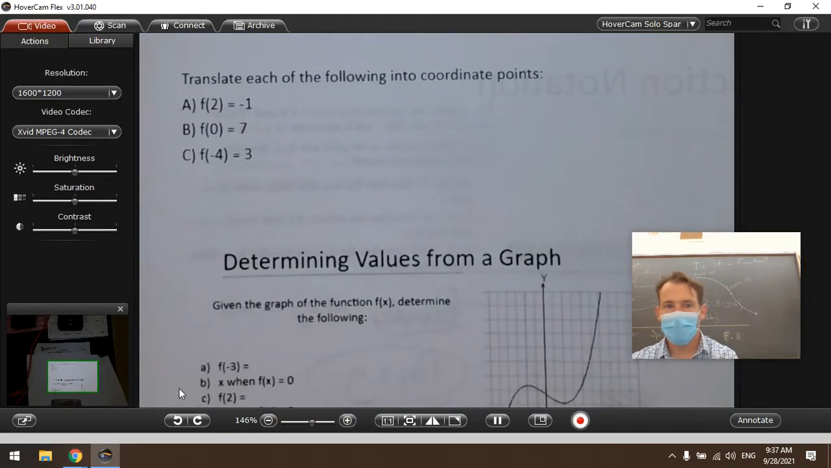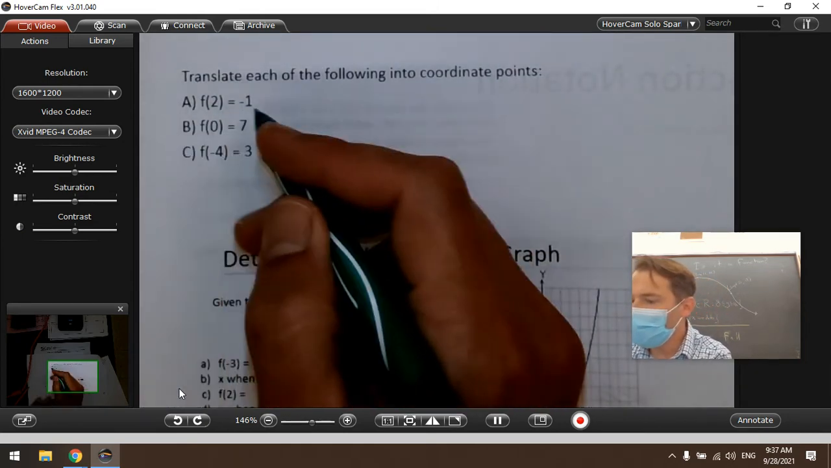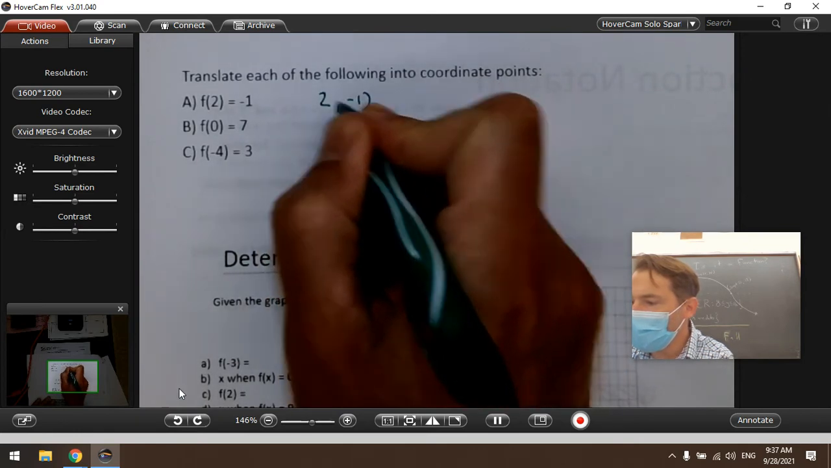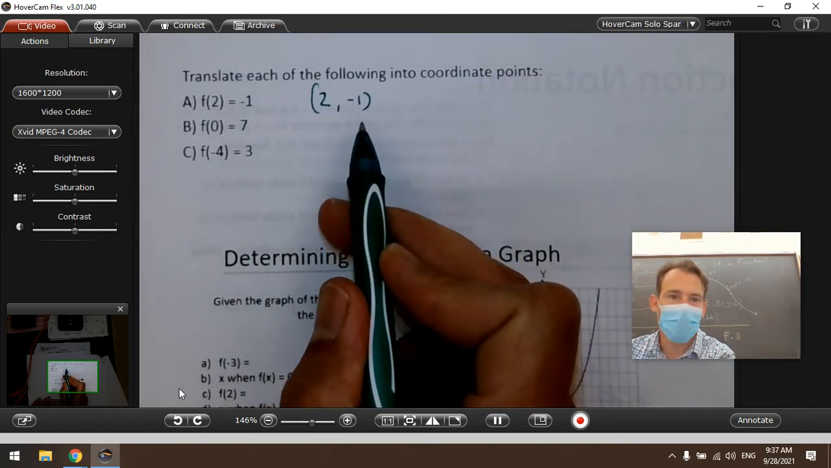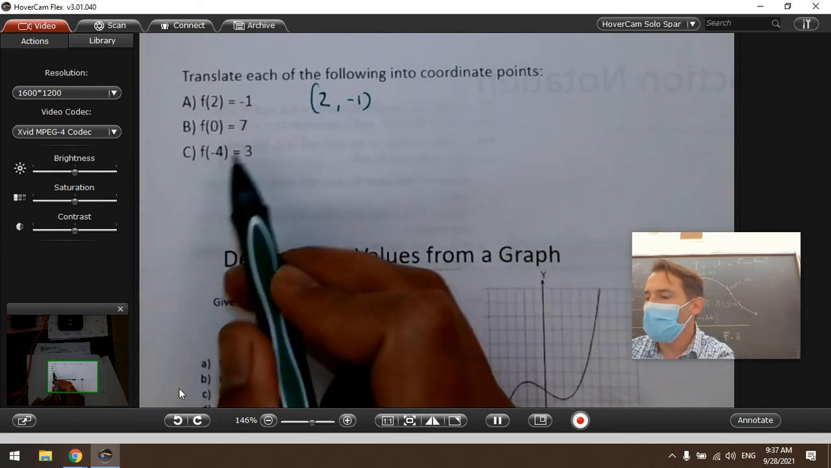It's on the back. Here you have f at 2 is equal to negative 1. So here we have a function, and when I input 2, it outputs negative 1. So I write that as a point this way. Put your inputs first and your outputs second. Okay. Go ahead and do the other two.